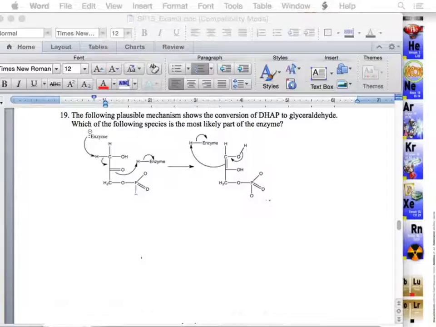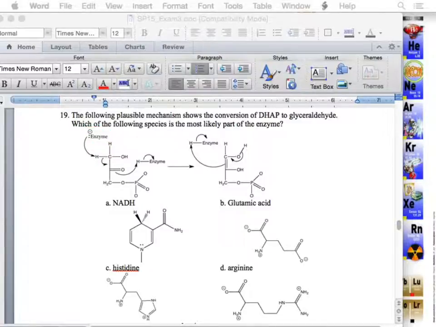Okay, so we're looking at the enzyme. What does the enzyme need to supply? Electrons. We need electrons. We need something that has some base characteristics to pick up that hydrogen. So it's now looking at the rest of those structures to decide.